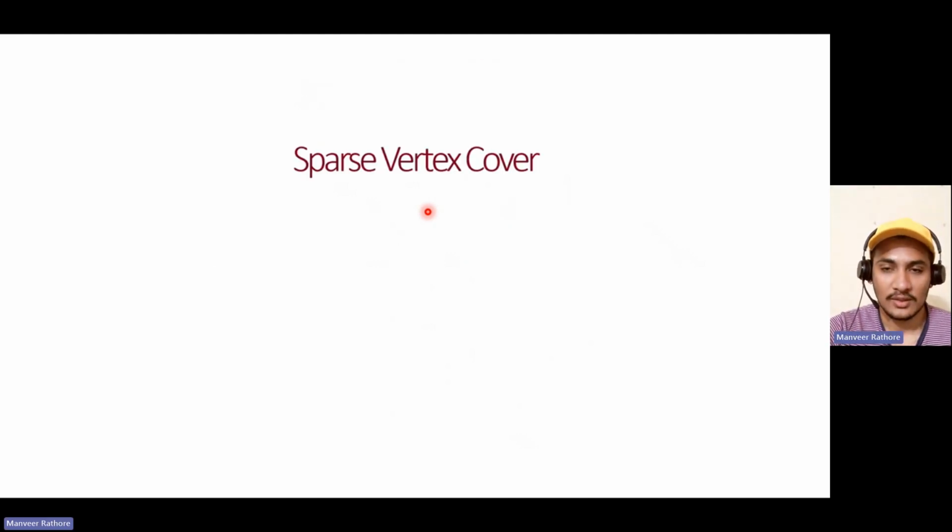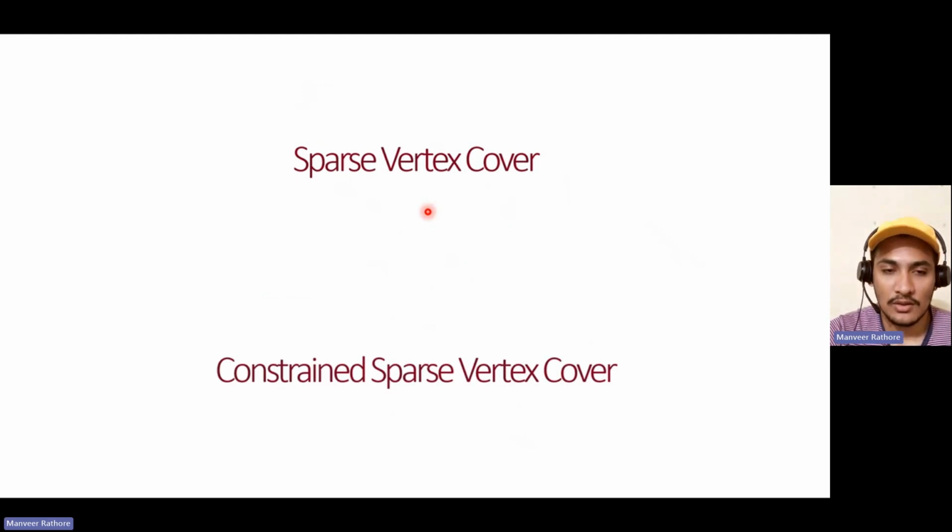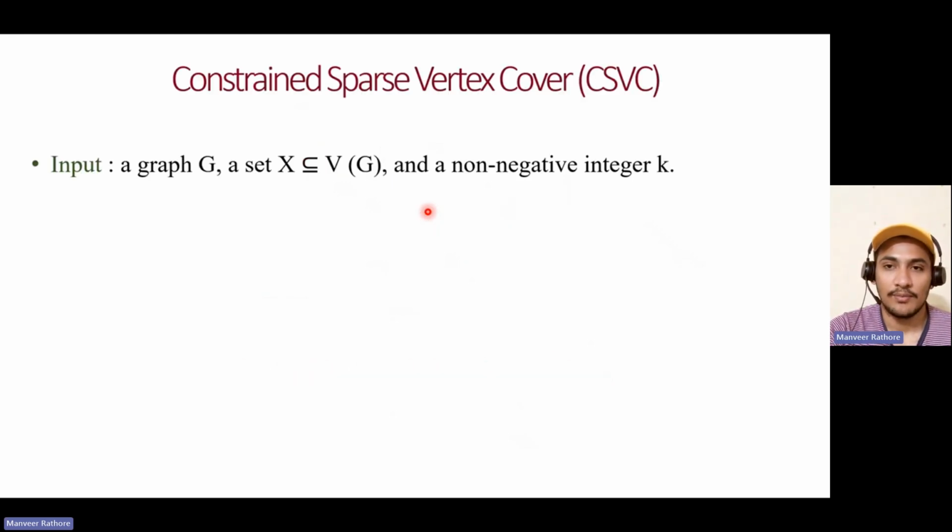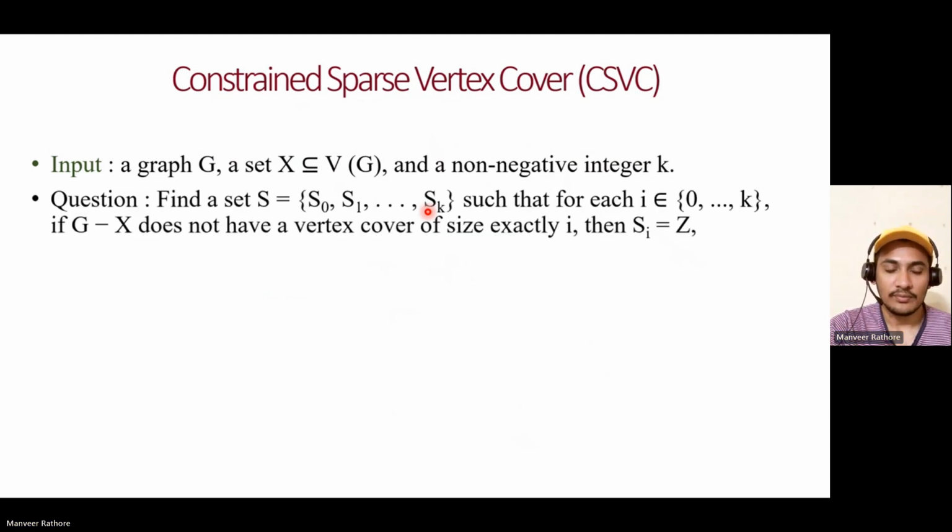Now let's come to sparse vertex cover. First, we define a new problem, constraint sparse vertex cover, and we'll prove that they both are just equivalent. So in constraint sparse vertex cover, the input is a graph G, a set X subset of vertices of G, and a non-negative integer k.